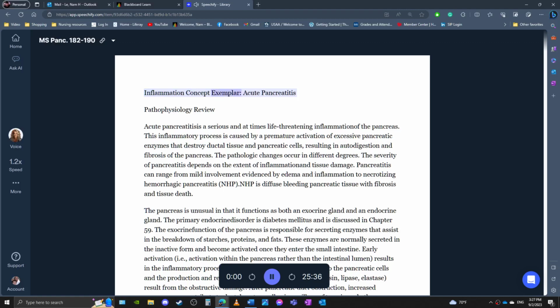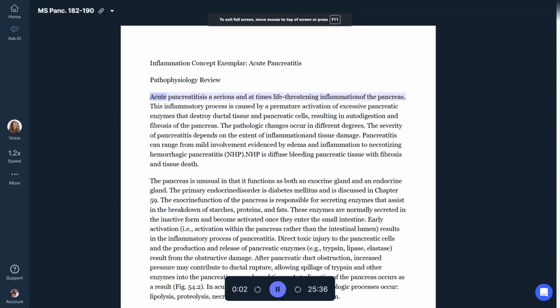Inflammation concept exemplar, acute pancreatitis. Pathophysiology review. Acute pancreatitis is a serious and at times life-threatening inflammation of the pancreas. This inflammatory process is caused by a premature activation of excessive pancreatic enzymes that destroy ductal tissue and pancreatic cells, resulting in autodigestion and fibrosis of the pancreas.